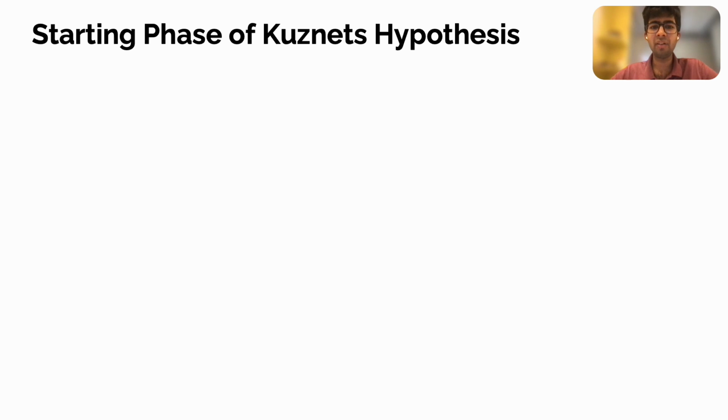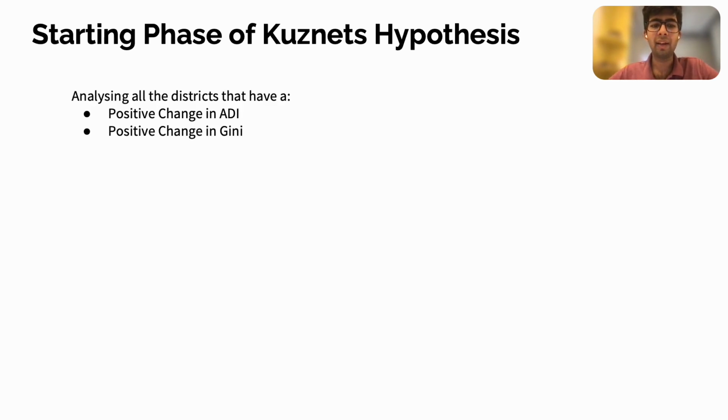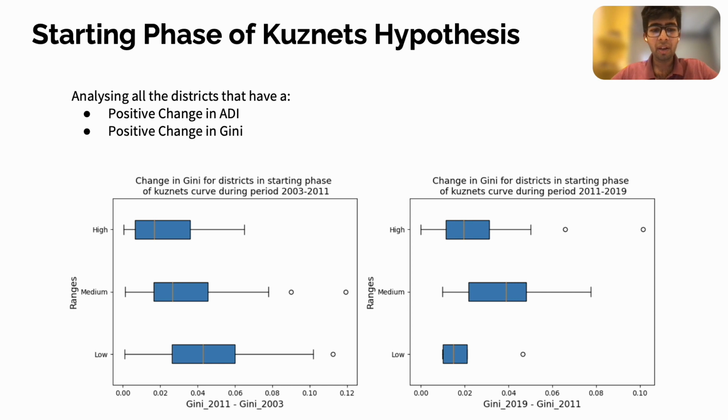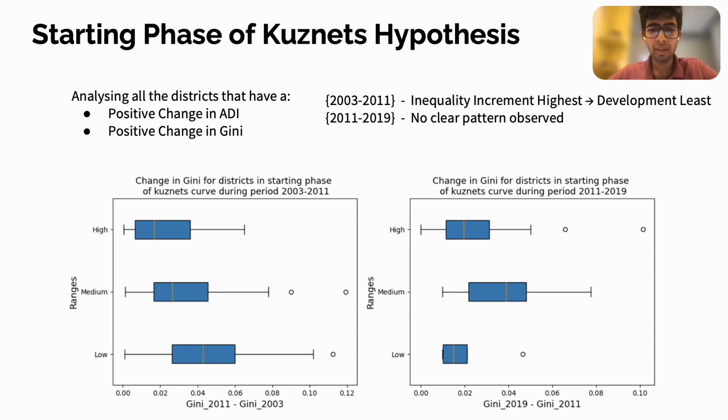We next observe the starting phase of Kuznets hypothesis. In this phase, we analyze all districts that have a positive change in ADI and a positive change in Gini. The plots below show that in 2003 to 2011 period, the inequality increment was highest in districts which have the least development. This was consistent with the Kuznets hypothesis. However, the pattern does not hold true for 2011 to 2019 period.